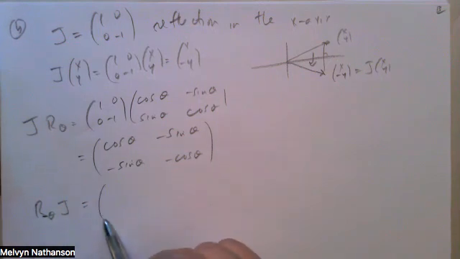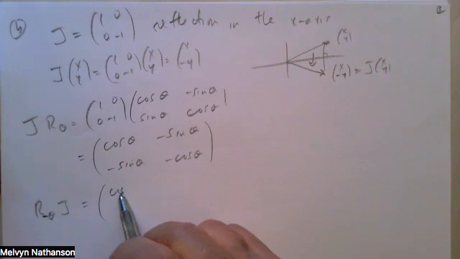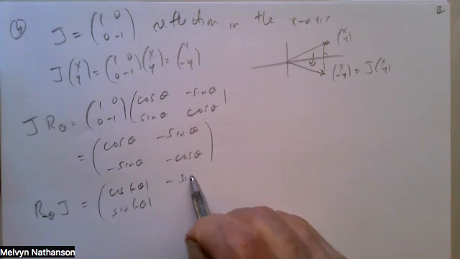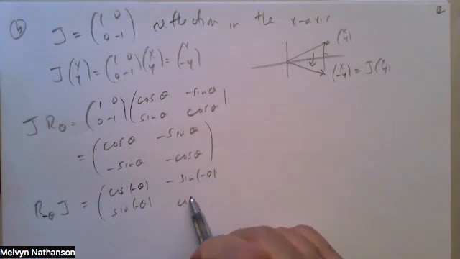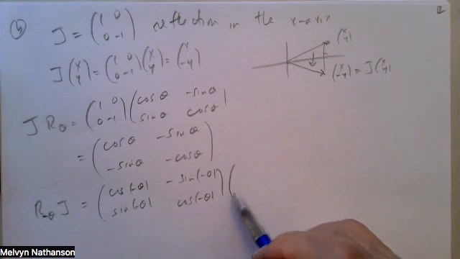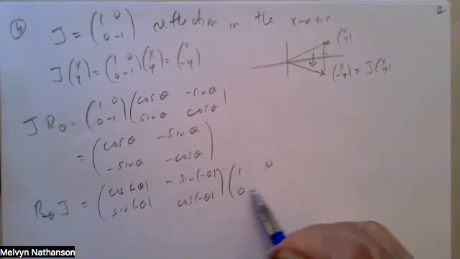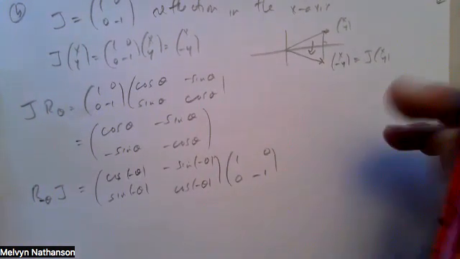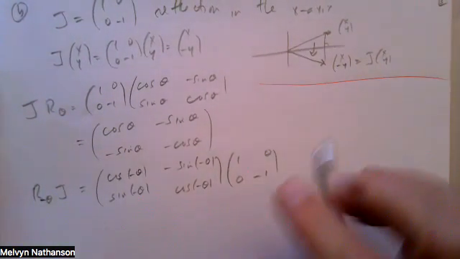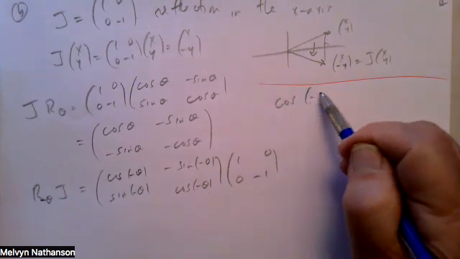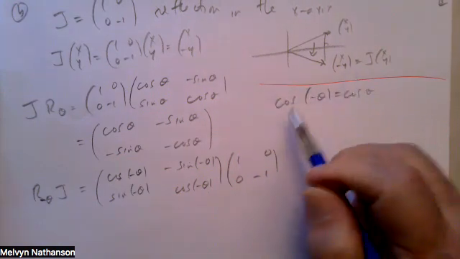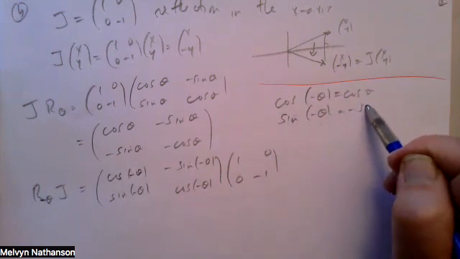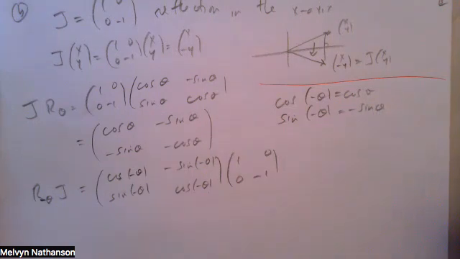So R minus theta times J, R of minus theta is cosine of minus theta, sine of minus theta, minus the sine of minus theta, cosine of minus theta, times the J matrix, 1, 0, 0, minus 1. But you remember that the cosine is an even function. Cosine of minus theta is the same as cosine of theta, and the sine is an odd function. The sine of minus theta is minus the sine of theta.